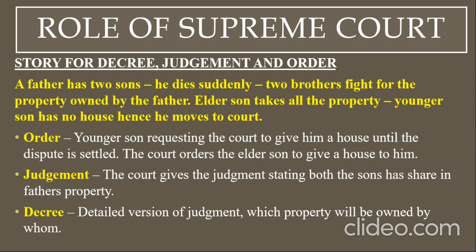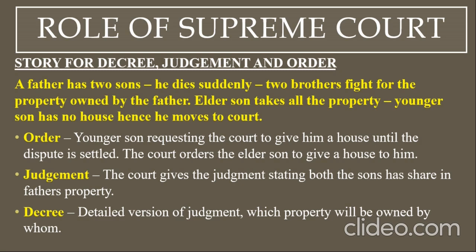For example, a house which is located in the city will be taken by the elder brother, or a property located in the outskirts of the city will be given to the younger brother. Something like this will be divided by the courts, given in detail, which is what we mean by decree. So an order is an interim measure, a short time temporary solution given to one of the parties. Judgment is the overall judgment of the case, and a decree is a detailed version of the judgment. I hope you understood this concept in terms of a story.